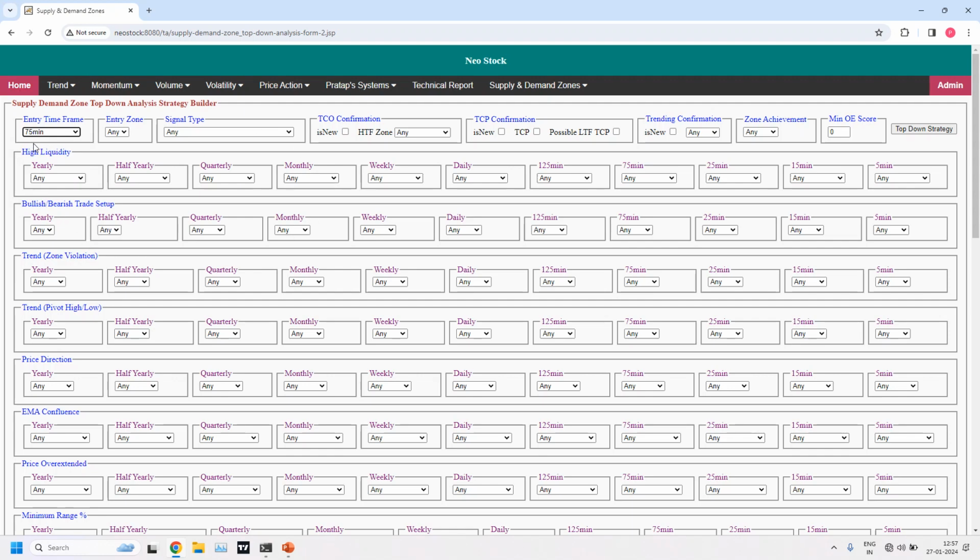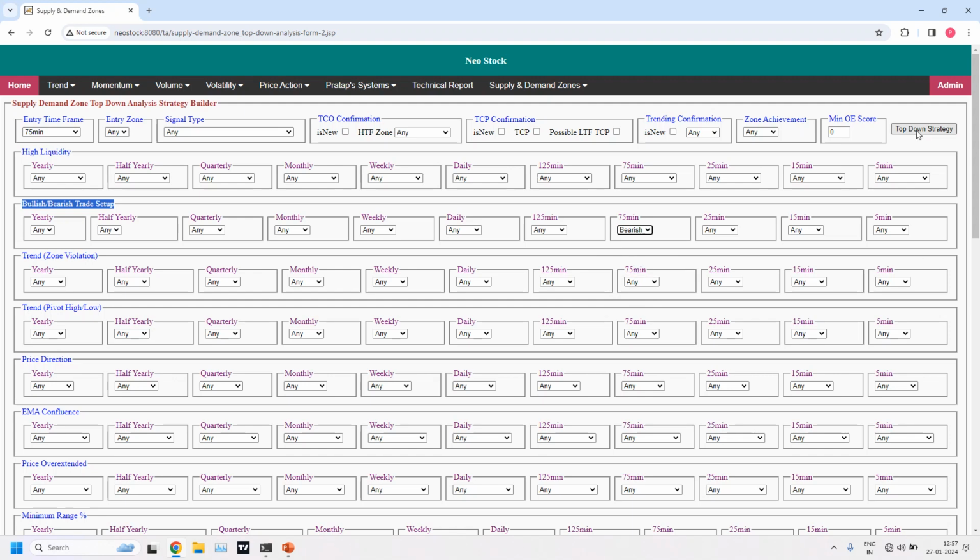But what we want is to display the 75 minute zone on the screen. That means LTF zones we want to display on the screen. Okay, which setup do you want? Bearish setup for 75 minutes. So go to this parameter, that is the bullish or bearish trade setup. Go to the 75 minutes. Inside the 75 minutes, I am selecting the value bearish because I want the bearish trade setup.